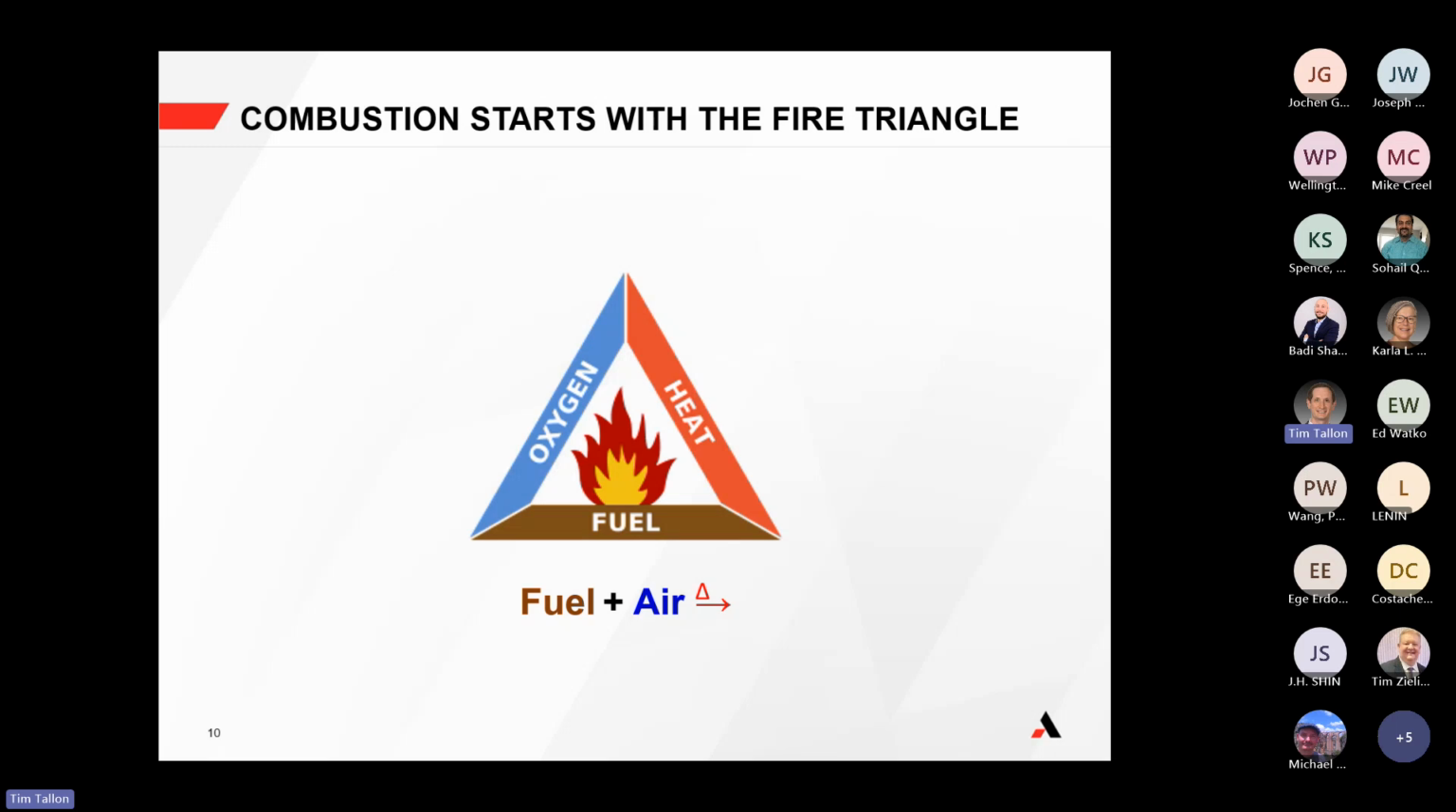And you need some type of heat or spark to get the reaction going. So at a bare minimum, at a high level, combustion is really built on the foundation of the fire triangle, and you're going to need these elements of fuel, air, and heat to drive the reaction.